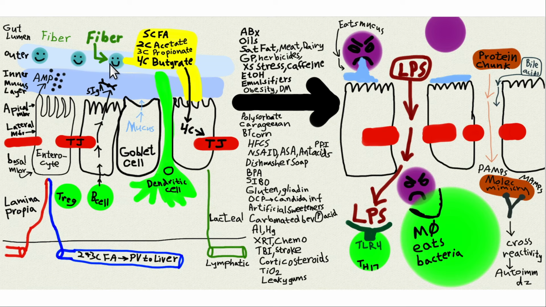When you eat fiber, the good bacteria take it. They make short-chain fatty acids like butyrate. The intestinal lining cells, intestinal epithelial cells, are also called enterocytes. They use those to make TJs. TJs are tight junctions. That prevents leaky gut.